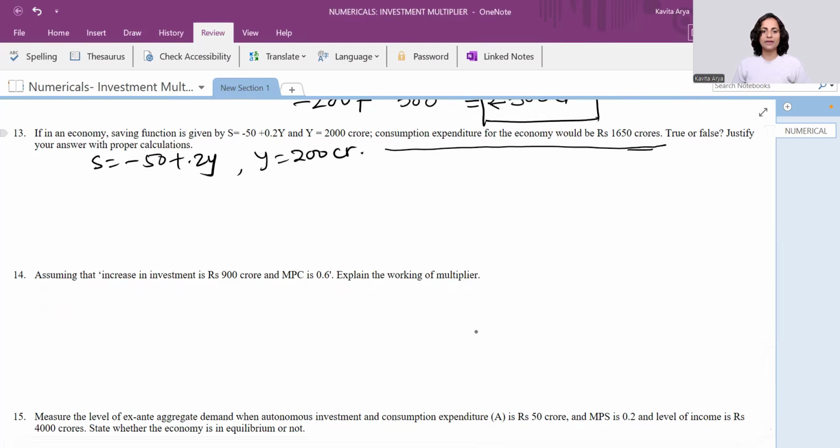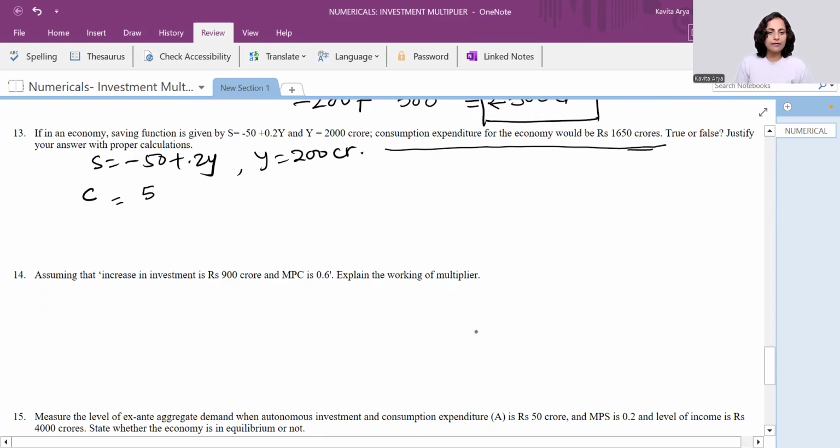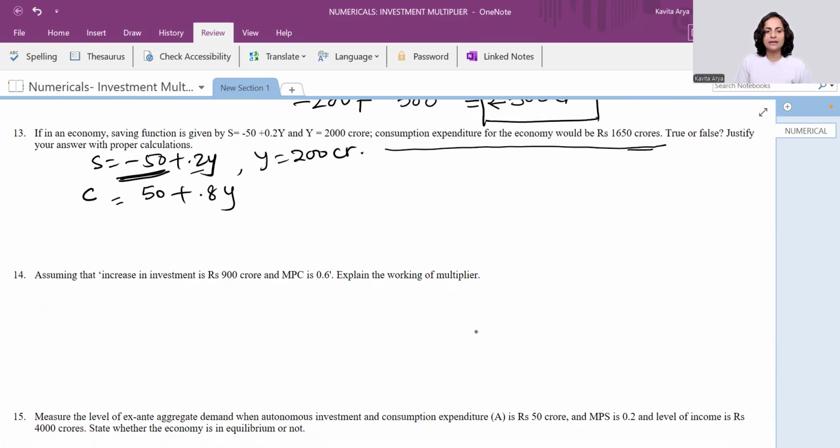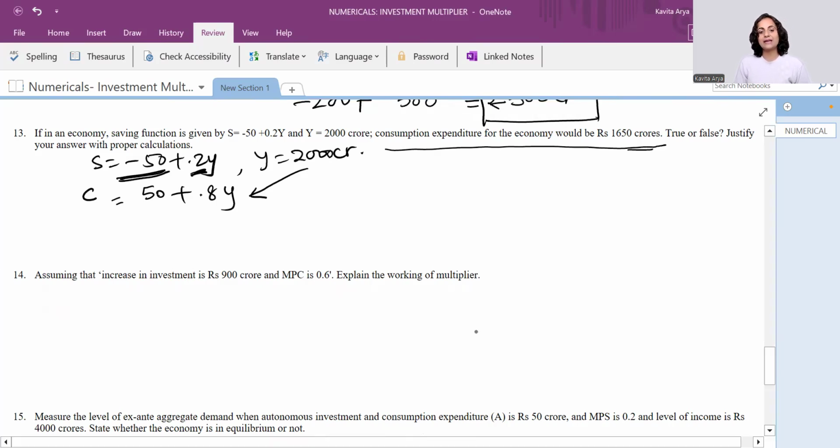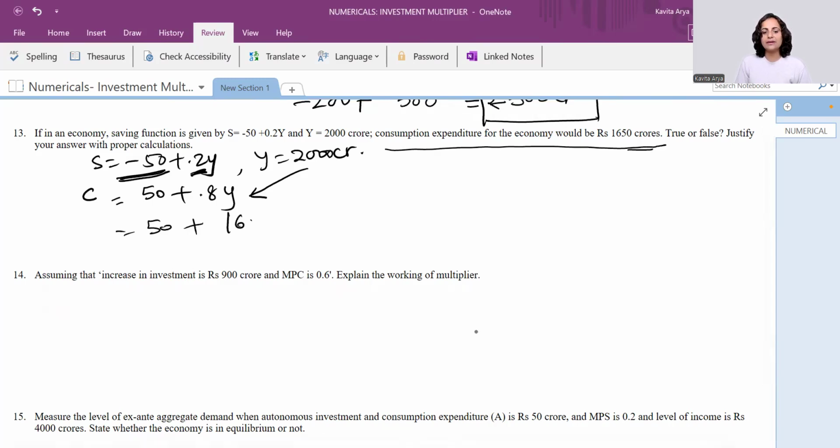So at this moment, what am I required to find? I'm required to find the consumption expenditure, and consumption is nothing but 50 plus 0.8y. Why did I do so? Because I simply changed the symbol here, minus to plus, and I subtracted this value from 1. And the equilibrium level of income also is given, that's equal to 2000. So, what is 80% of 2000? That becomes equal to 1600. And if I just add it up, it comes out to be 1650.